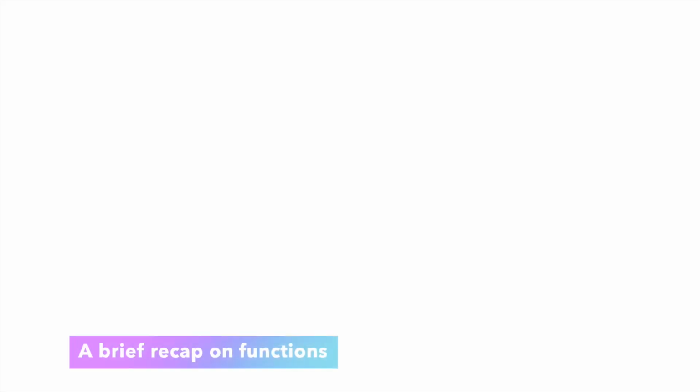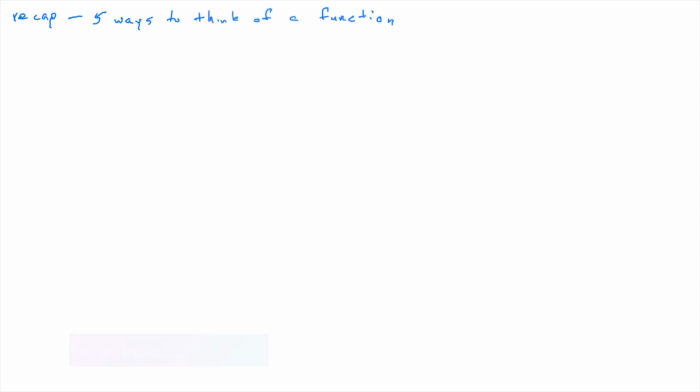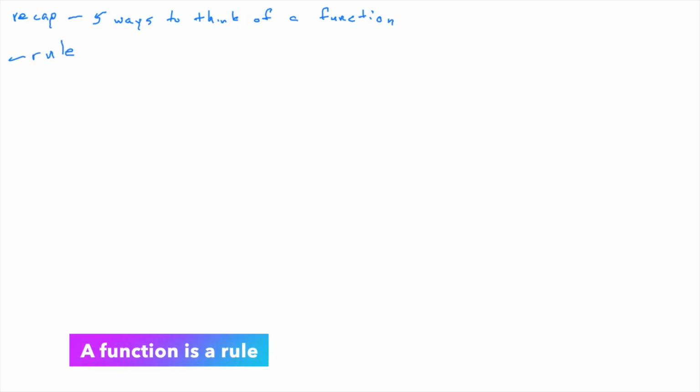Well, we have to do a recap, of course. We had 5 ways of thinking of a function. 5 ways to think of a function. We're going to say rule. What do you say? f of x equals x squared plus 1. So we have the idea of a rule.